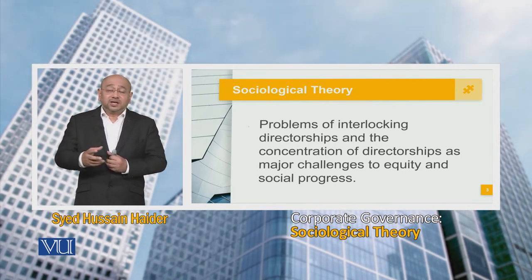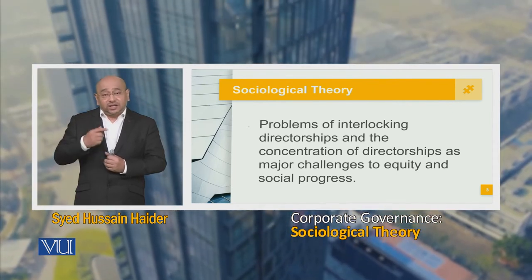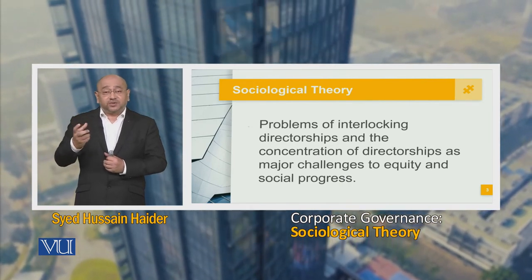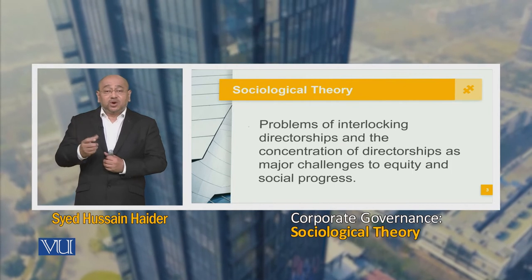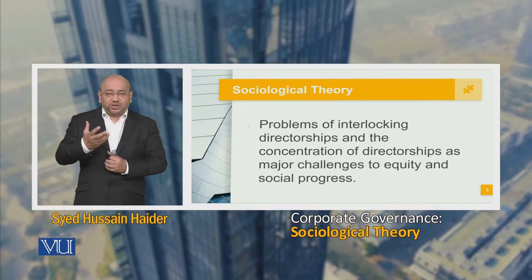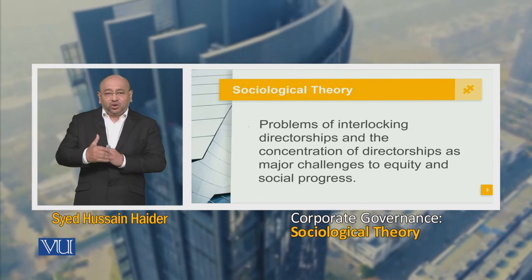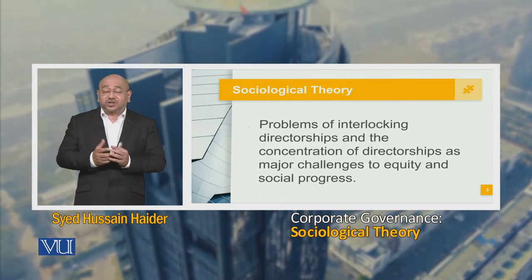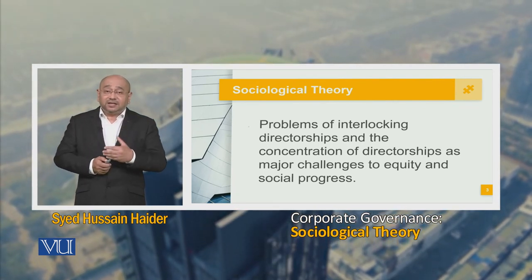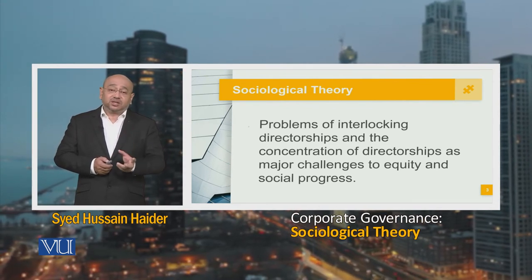Why? Because people are exploited, and exploitation should not be accepted. And that is why in this sociological theory, the concentration of directorships within families or within elite groups or within fraternities is challenged, and it is argued that there should be a broader representation, both intra and extra organizational, in the societal context. And that is very, very important, ladies and gentlemen, and it requires much more research, because around the world we are seeing this exploitation and manipulation.